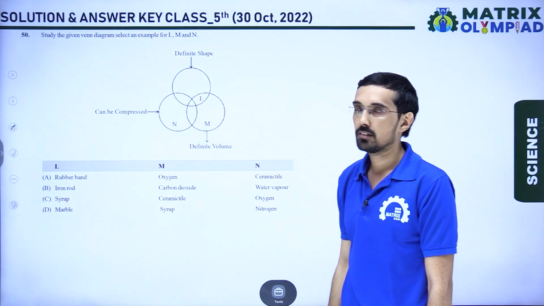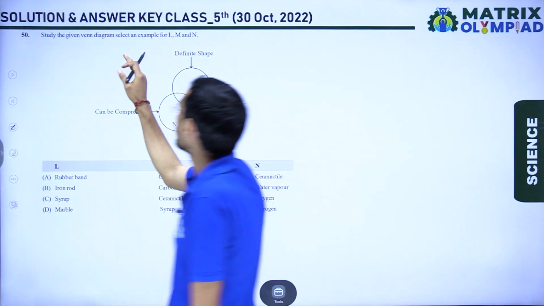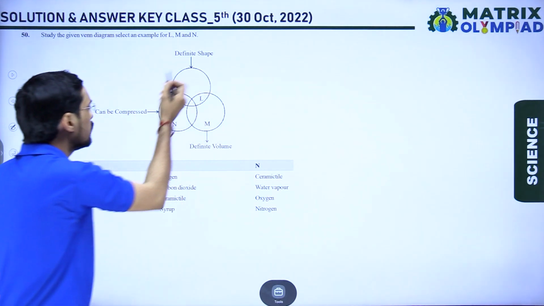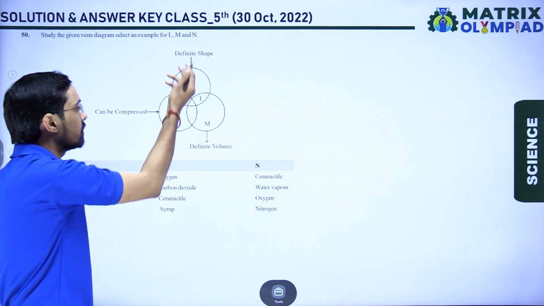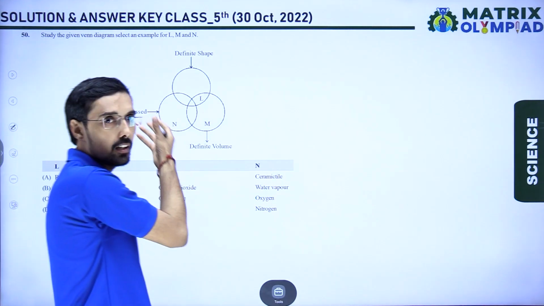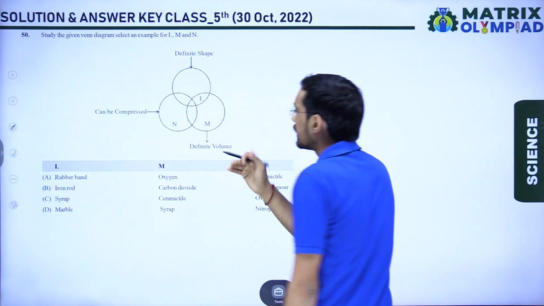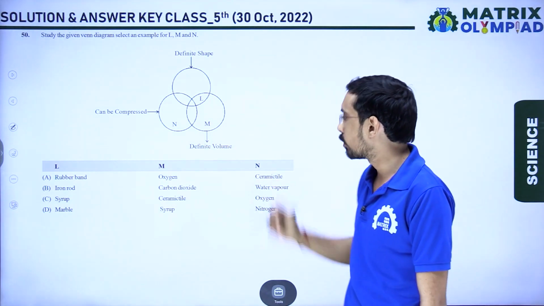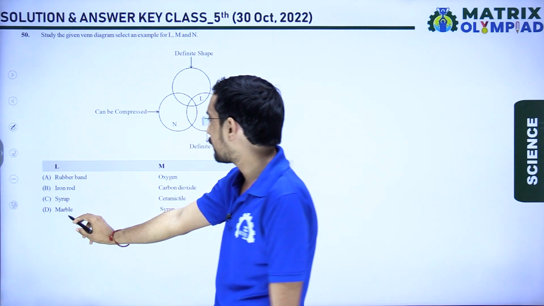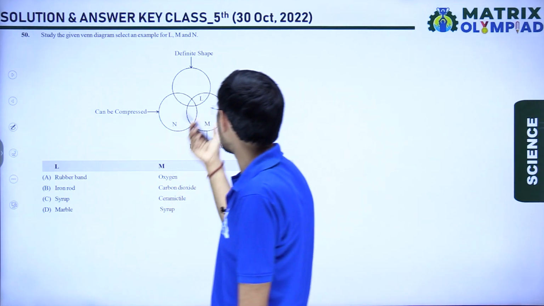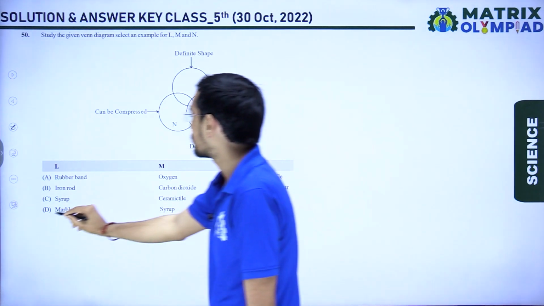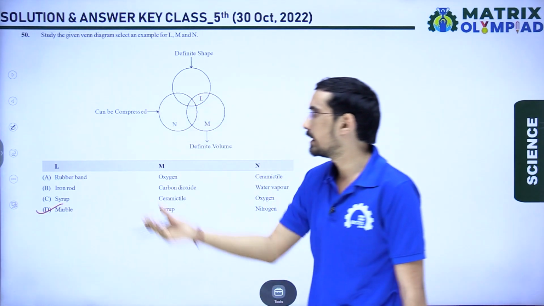Next question is, study the given diagram, select an example of L and M. As we all know, there is a diagram. Definite shape resembles with the solid, can be compressed. It resembles with the gas, and M represents with the definite volume. As we all know that L resembles with the definite shape, marble, and M resembles with the definite volume. It is known as liquid, and S is a gas. So most appropriate our answer will be D option.